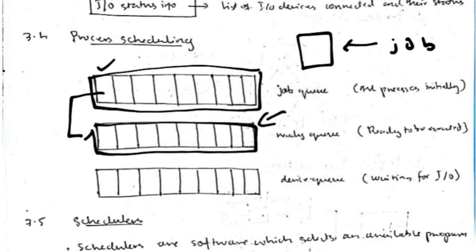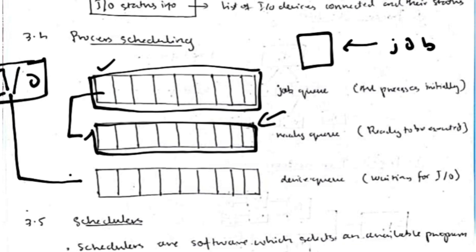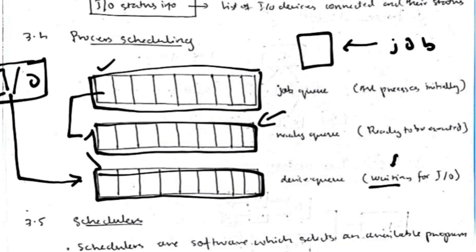And whenever our job is getting executed, but at that time it requires an input output operation, the CPU has to wait. So at that time the job will be present inside the device queue, okay. Here it will be the waiting time for the job. After the input output operation is executed, it will move to the ready queue, okay. Here the normal execution will resume, okay.